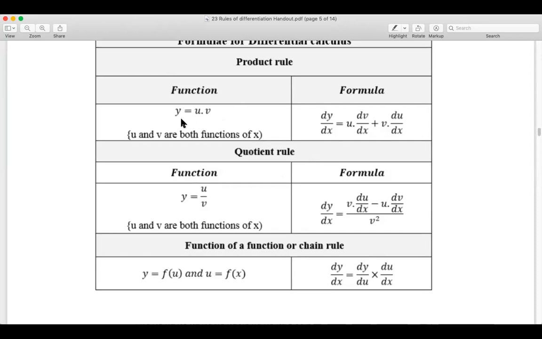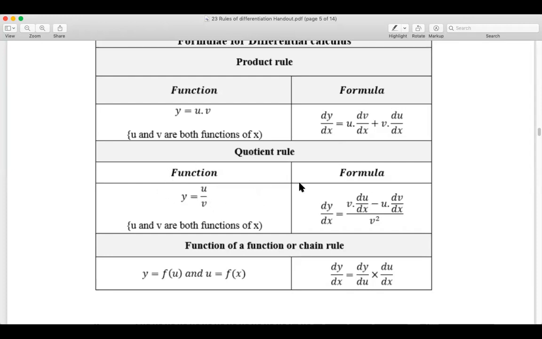So if we have a function y that is equal to u times v, where u and v are both functions of x. If we've got a function of x multiplied by another function of x, we have to use this formula to get to the answer dy by dx. What you've got to do with that won't really become clear until we do an example. So that's what we'll do.